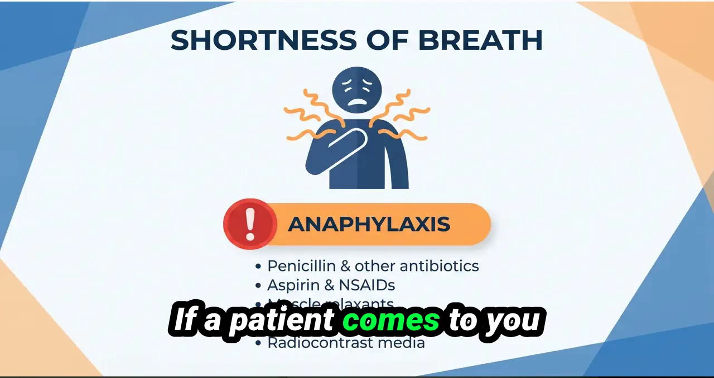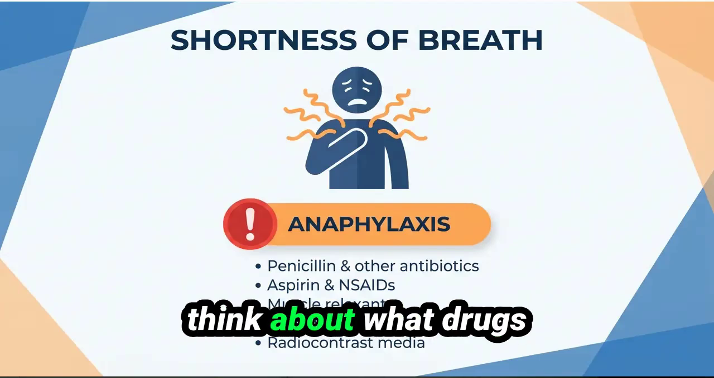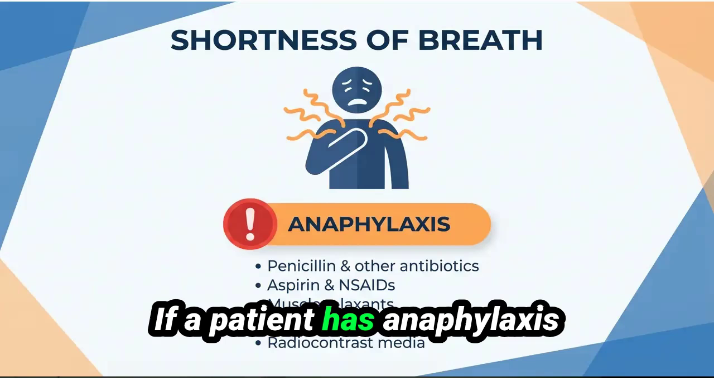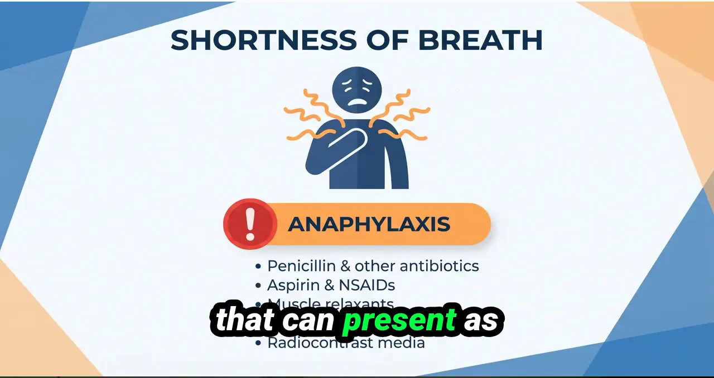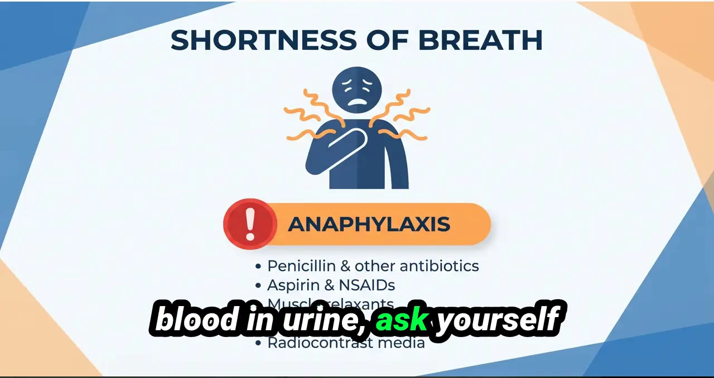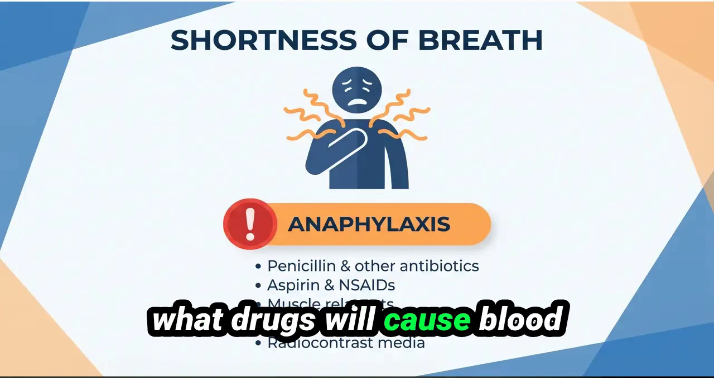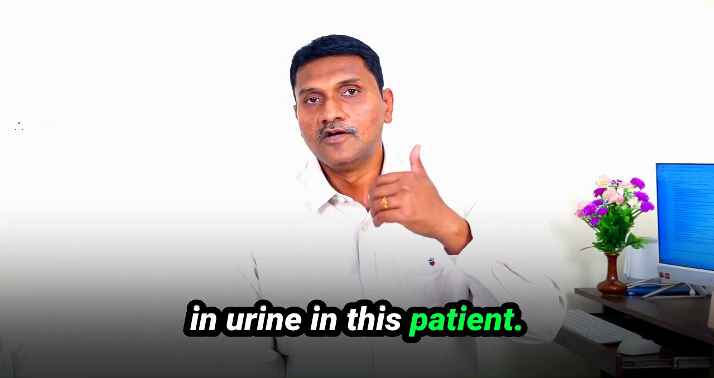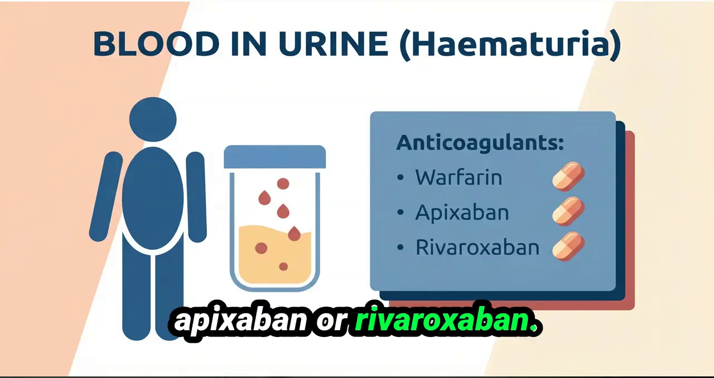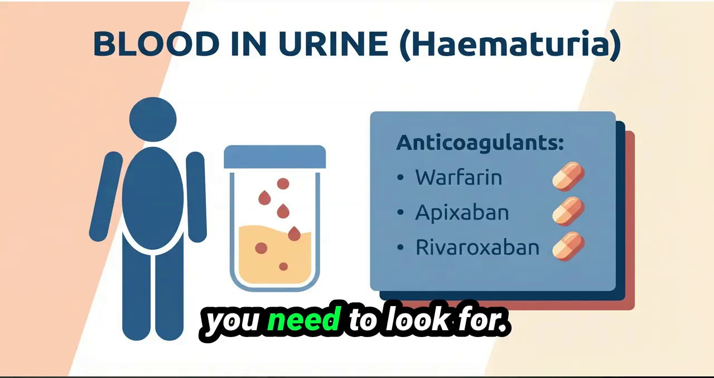If a patient comes to you with shortness of breath, think about what drugs will cause shortness of breath in this patient. If a patient has anaphylaxis, that can present as shortness of breath. If a patient comes to you with blood in urine, ask yourself, what drugs will cause blood in urine in this patient? For example, you're looking at warfarin, apixaban, or rivaroxaban. So these are all the things you need to look for.